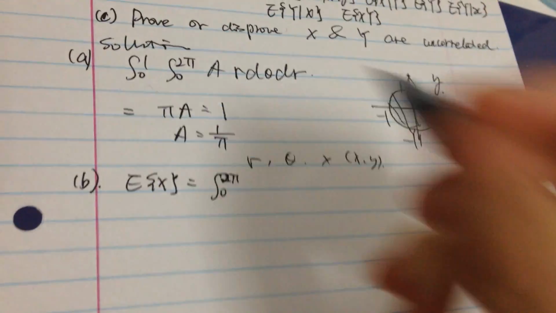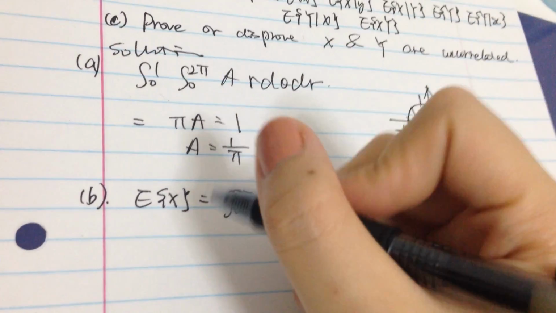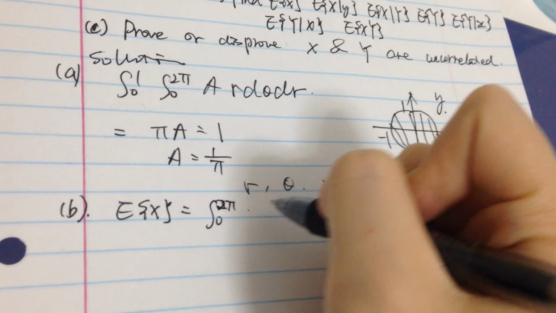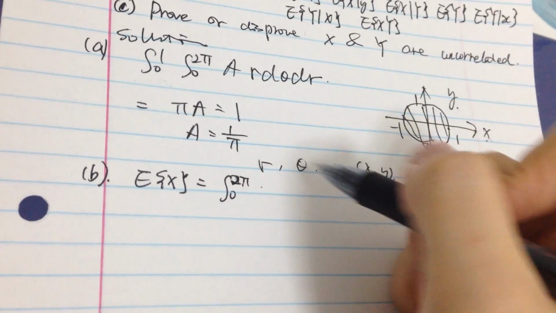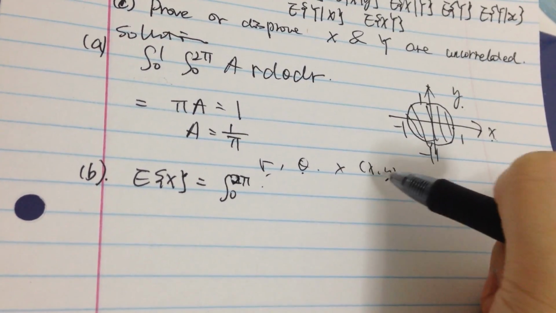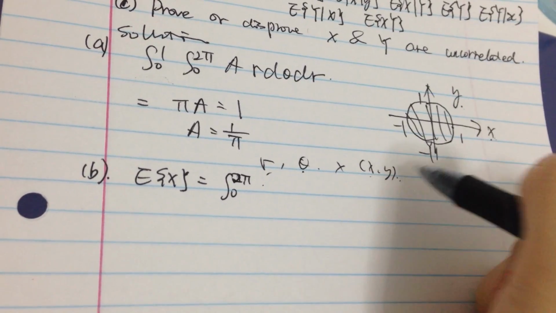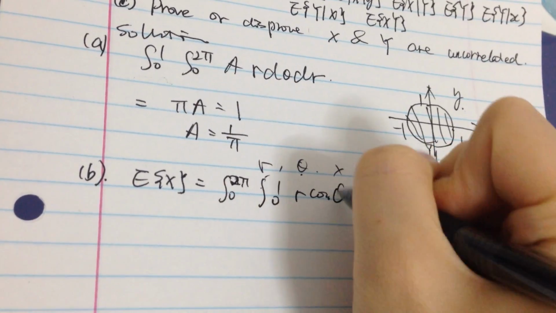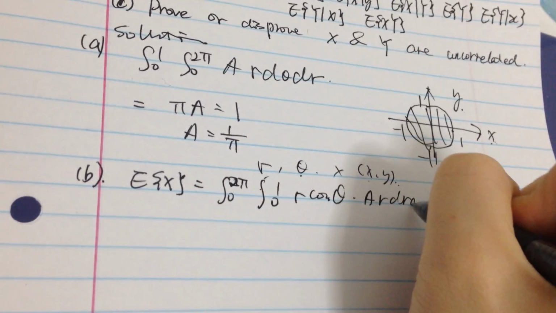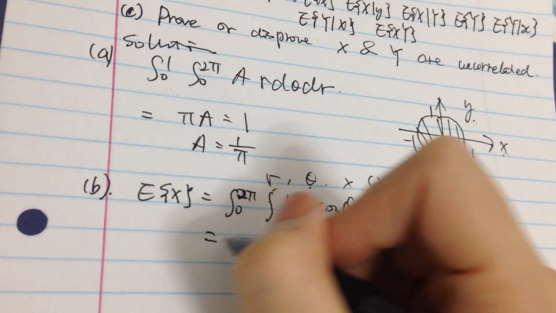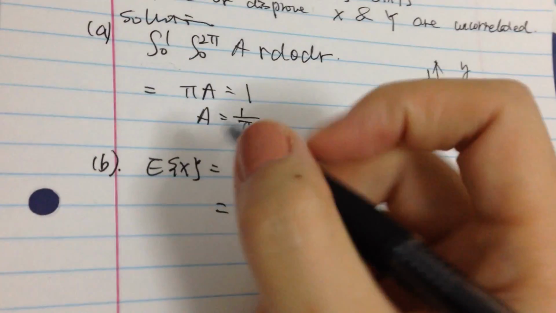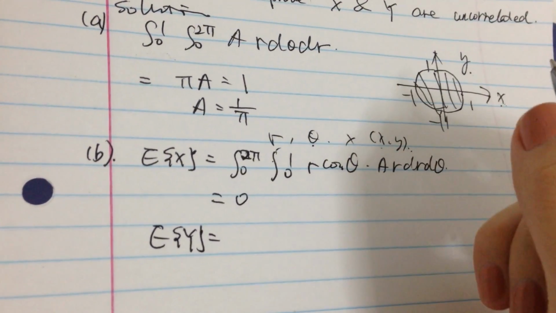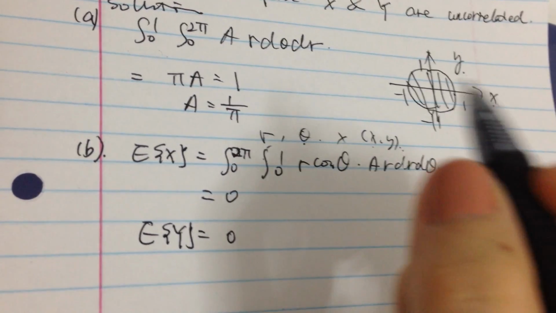Here in the second question, first we're going to calculate the expectation of x. Here we're going to use r and theta as well, so we will not use x and y. You could get the result is 0. The same way to calculate the expectation of y, 0 as well.